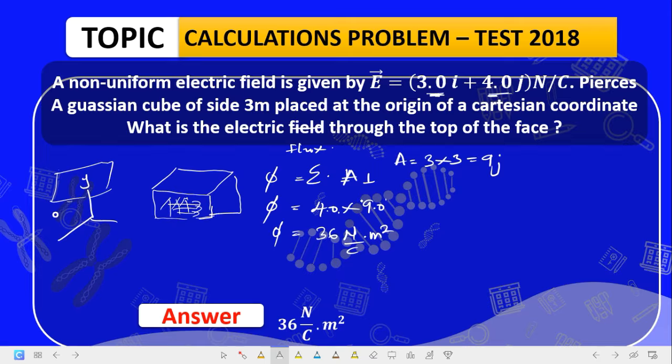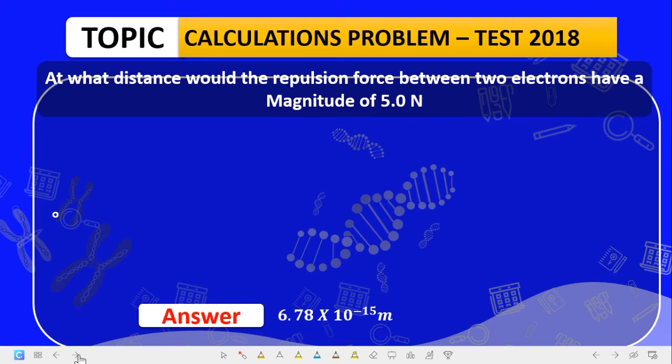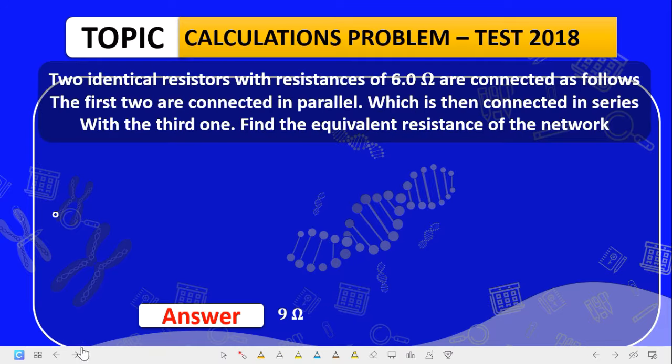So to the side, we are not going to use the 4.0 because that component there is 0. Then we are going to use 3.0 times what? 9, which will give us 27. So if they say find the electric flux through the side, it will be 3.0 times 9, and that will give us 27. Okay, so that is the answer to that question. 36 newton per coulomb per meter squared.